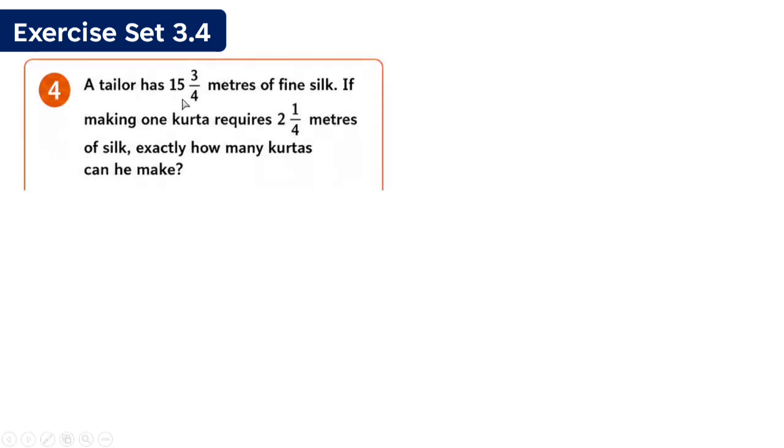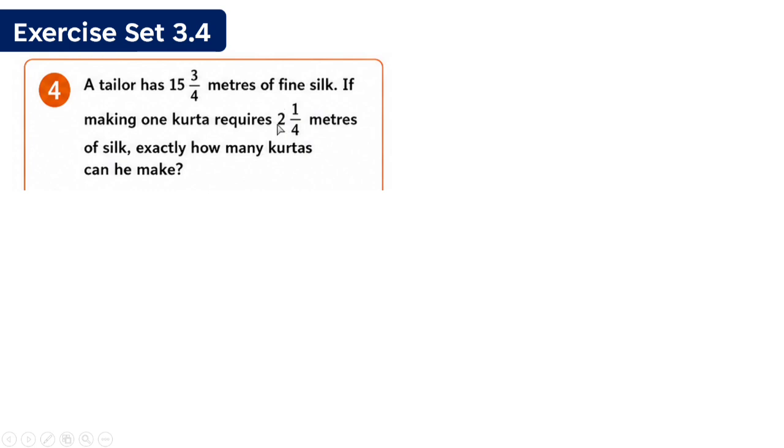Fourth question of exercise 3.4. A tailor has 15 3/4 meters of fine silk. If making one kurta requires 2 1/4 meters of silk, exactly how many kurtas can he make? So you have to think about what operation should be done. This is the entire length that he has, and it requires just 2 1/4 meters to make one kurta.